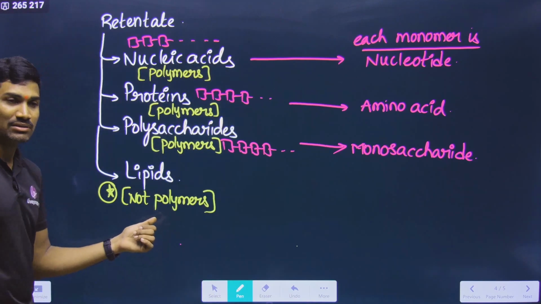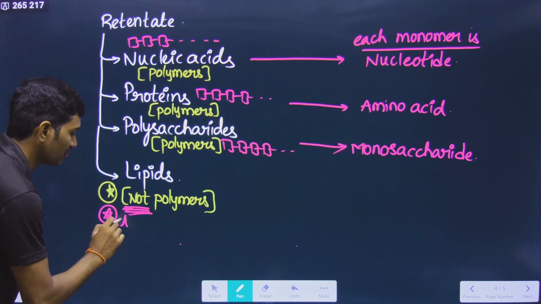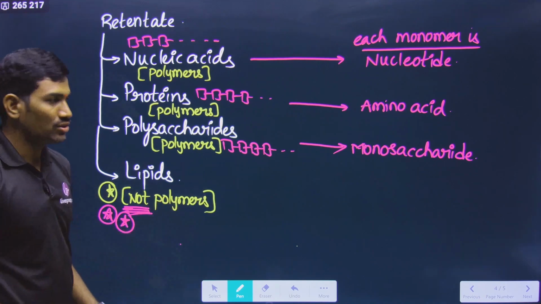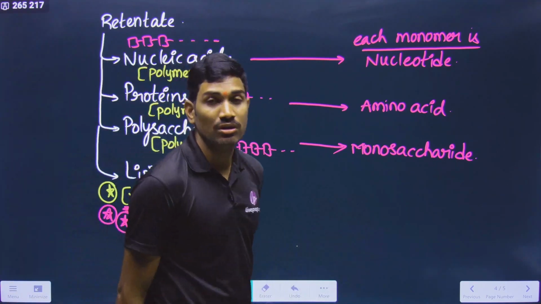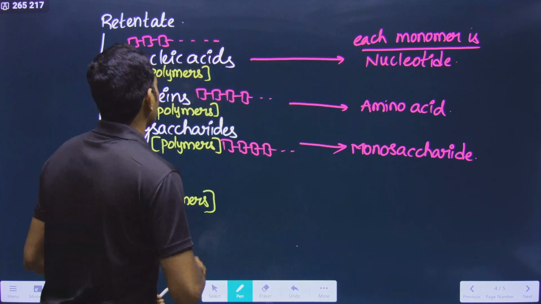But what about the lipids? They are not polymers. Very, very important. Observe carefully. They are not polymers. So here there is no concept of monomer. Please observe carefully. So in this way, what is the sentence we are saying?